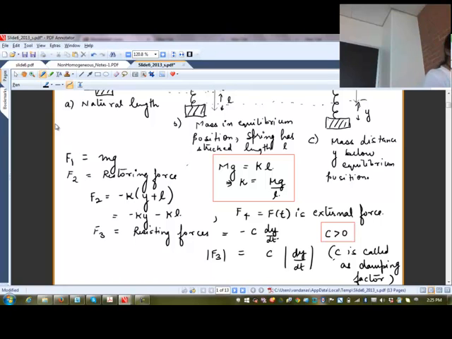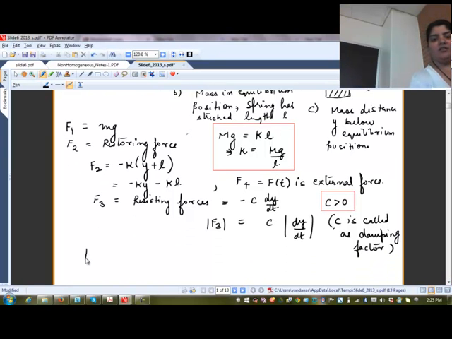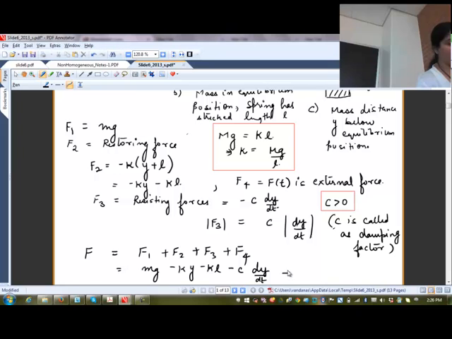Okay, so these are all the forces. Let's balance all of them. So the net force on this system, the total force, is F1 plus F2 plus F3 plus F4. Now this net force is equal to what? I am writing all the forces: mg, F2 is minus ky minus kl, F3 is minus c dy over dt, and F4 is F4. Now what is this total equal to?